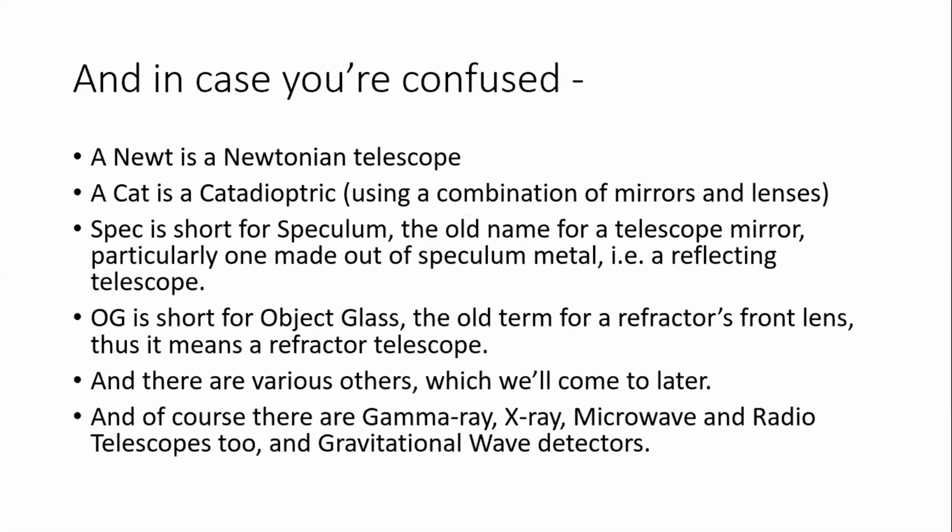Right. So, in case anybody came here wanting lectures on amphibians and cats and so on, a newt is simply short for a Newtonian. Cat is a catadioptric, which uses a combination of mirrors and lenses. I think most of us are fairly familiar with things like the Schmidt-Cassegrain. Spec is short for speculum, the old name for a telescope mirror made out of speculum metal. In other words, it's a reflector. OG is short for object glass, the old term for a refractor's front lens, and thus it means a refractor, and you'll see an example of that later on. And there are various others which we'll come to.